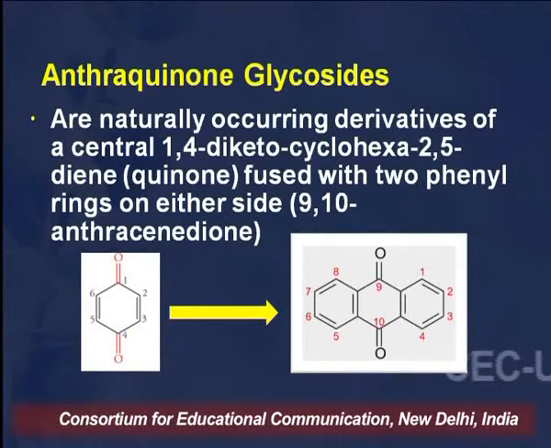Now anthraquinone glycosides are naturally occurring compounds that are derivatives of the quinone nucleus, which is the 1,4-diketo cyclohexane-2,5-diene molecule. And whenever two phenyl rings are fused with this quinone moiety, we get an anthraquinone moiety, which is the 9,10-anthracenedione structure. As you can see on your screens, the structure of an anthraquinone moiety.